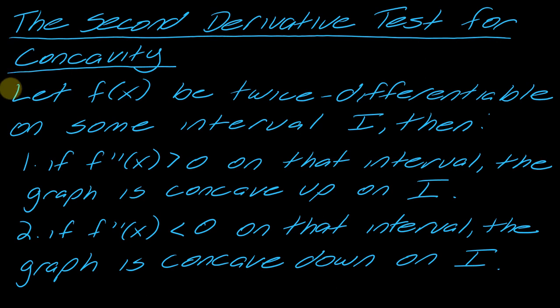All right, so I would once again recommend that you pause the video and write this down, and I'll read this out to you. Let f of x be twice differentiable on some interval I. Then, if f double prime of x is greater than 0, i.e. if it's positive on that interval, the graph is concave up. If f double prime of x is less than 0, i.e. if the second derivative is negative on that interval, then the graph is concave down.